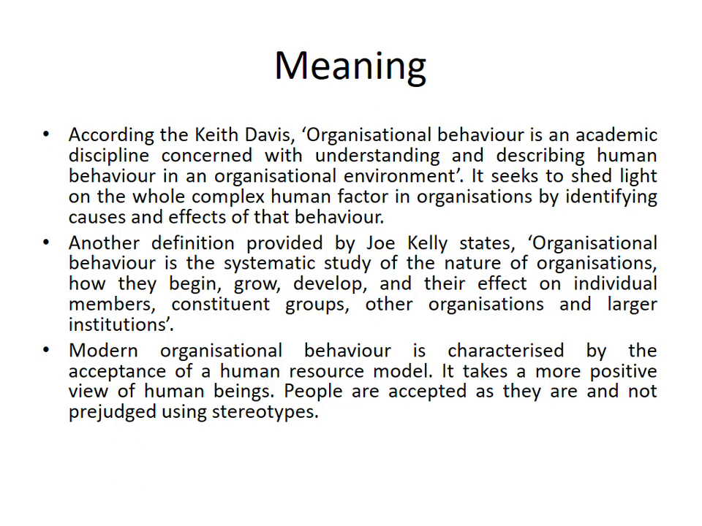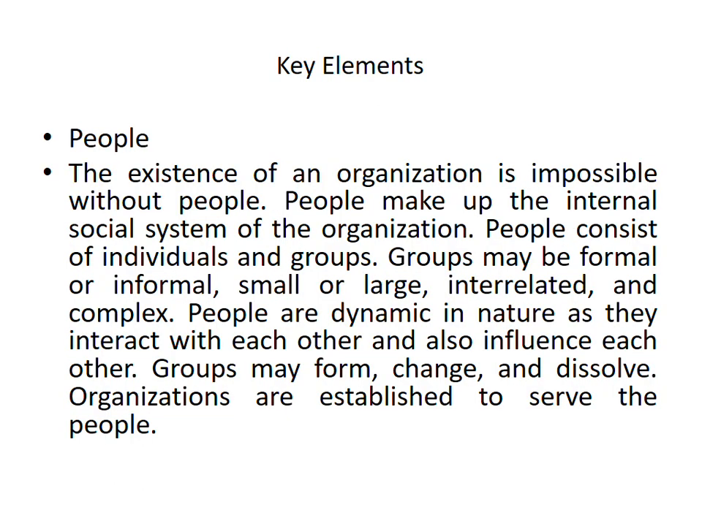Coming to the key elements, that is people being the major resource. As I told you, manpower, human beings, employees, workers, laborers, all are synonymous. The existence of an organization is impossible without people. People make up the internal social system. So people consist of individuals and groups. They may be formal, informal, smaller, larger, interrelated, complex, all such. People are dynamic in nature as they interact with each other and also influence each other. Groups may form, change or dissolve. Organizations are established to serve the people.